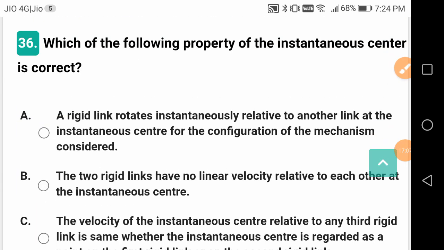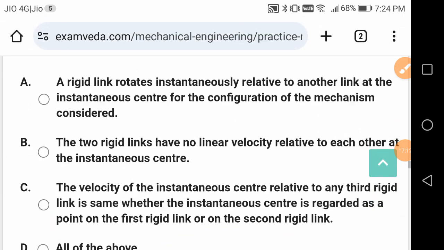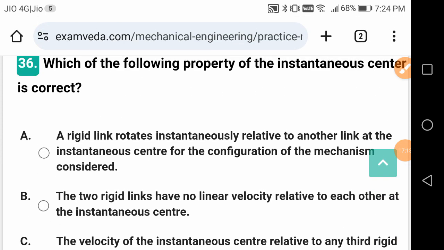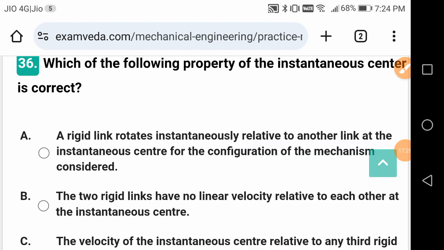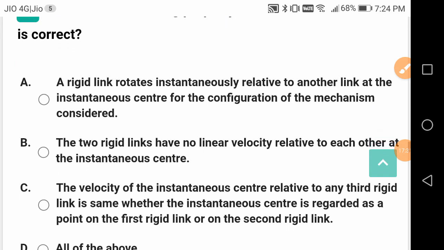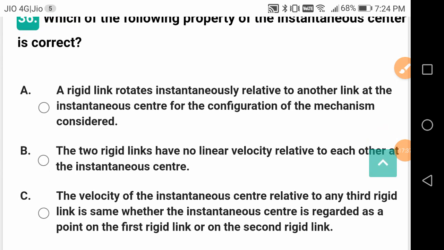Which of the following property of the instantaneous center is correct? Let us see the answer. All of them. So what is instantaneous center? It is the point about which, at that particular instant, the link is supposed to or appears to rotate. That is called instantaneous center. Number of instantaneous centers is equal to n into n minus 1 by 2, where n is the number of links in the mechanism. For example, 4 bar mechanism will have 4 into 3 by 2, 6 instantaneous centers. So here all of them are correct.